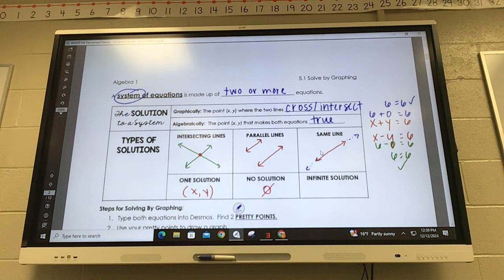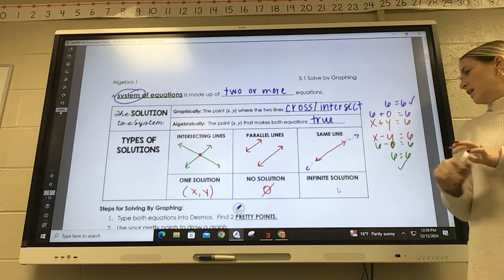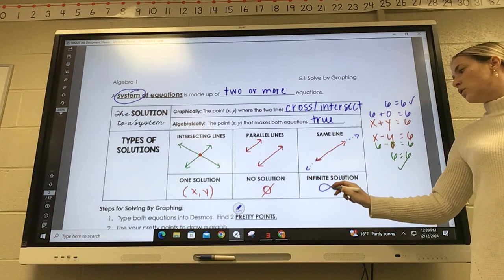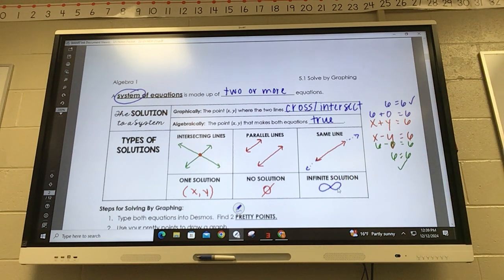So if there are 2 lines right on top of each other, how many points do they have that are the same? All of them. How many points are on a line? A lot. So what do we call this? Infinite solution. Any single point that is on either of those lines, since it's the same, will work as a solution. So infinite solution.